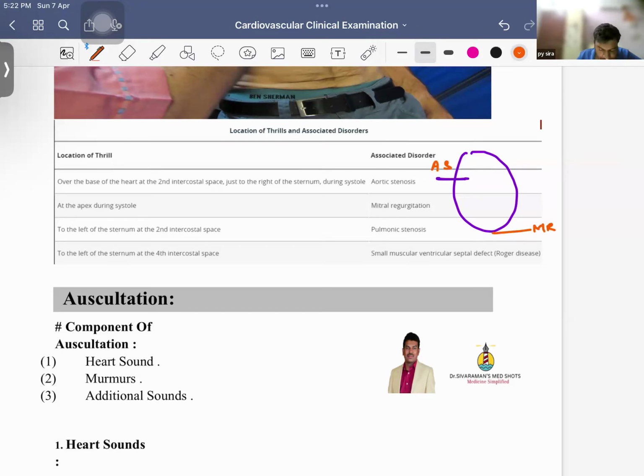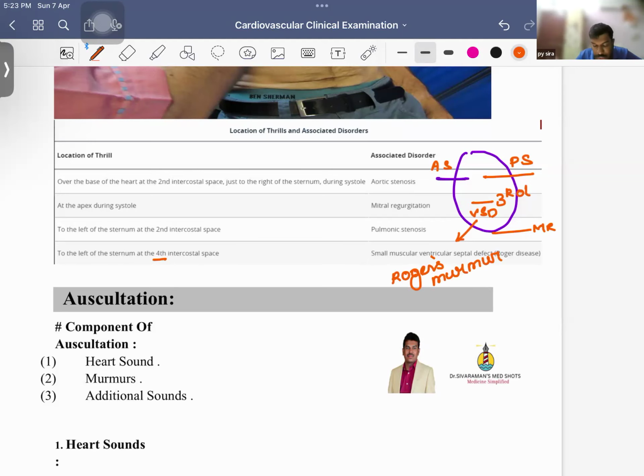To the left of the sternum in the second intercostal space, then it is going to be pulmonic stenosis. To the left of the sternum in the third to fourth intercostal space, actually around the third intercostal space, it is going to be VSD, which is called as Roger's murmur.